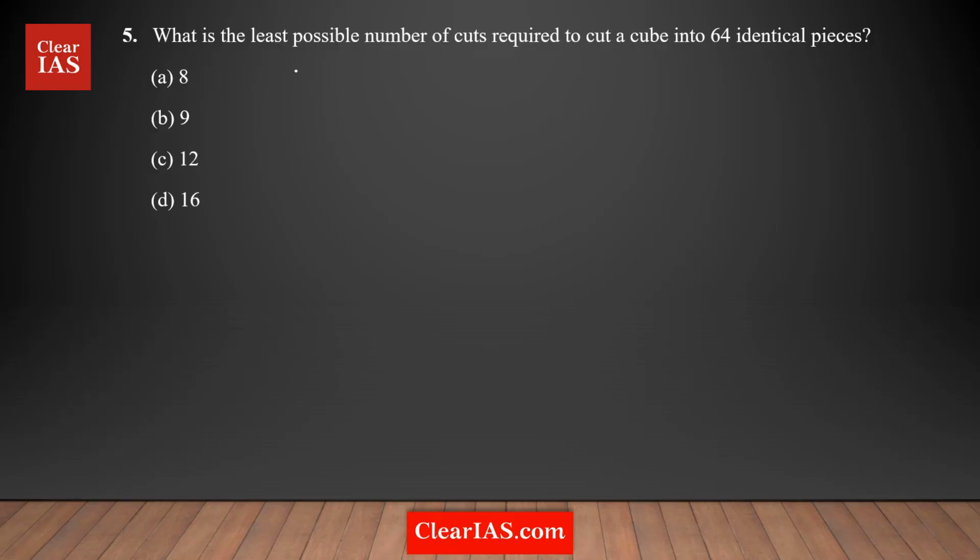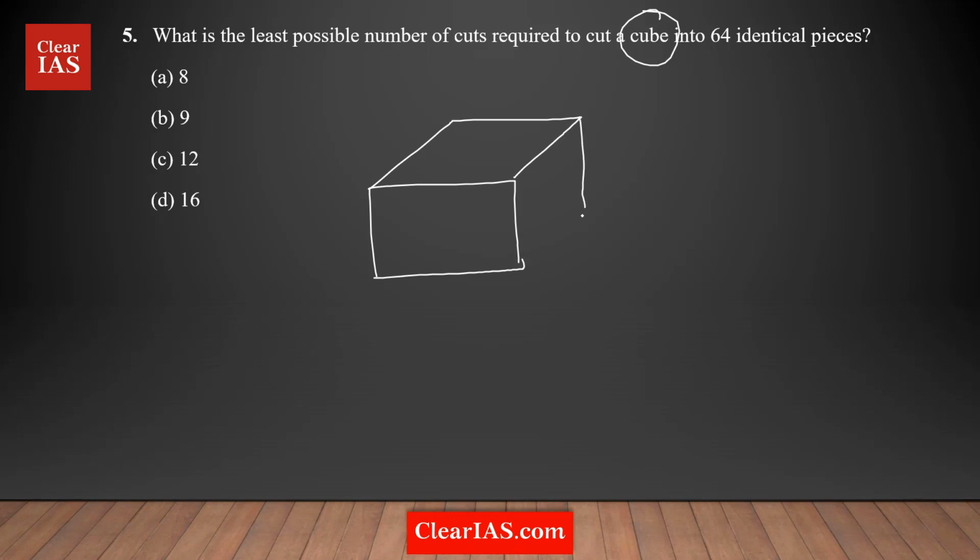So let's do question number 5. What is the least possible number of cuts required to cut a cube into 64 identical pieces? So you have a cube here. Let's say cube means all the dimensions, that is length, breadth, and height, have the same value. Let's assume that this is a cube, and I need to find the least possible number of cuts. So to minimize, you need to find the least possible number of cuts.